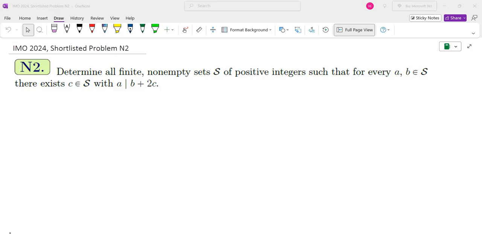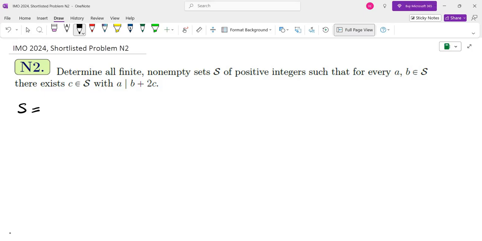So here is a problem from the International Math Olympiad in 2024. This is shortlisted problem N2. Determine all finite non-empty sets S of positive integers such that for every A and B in S, there exists a C with A dividing B plus 2C. So I'm going to walk you through the process of obtaining the solution.